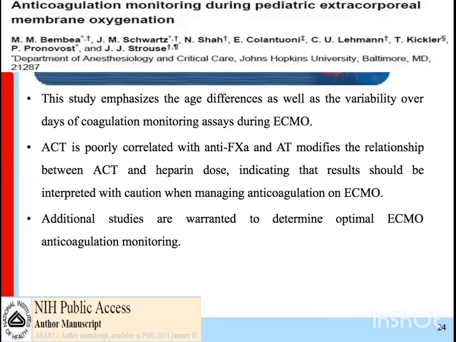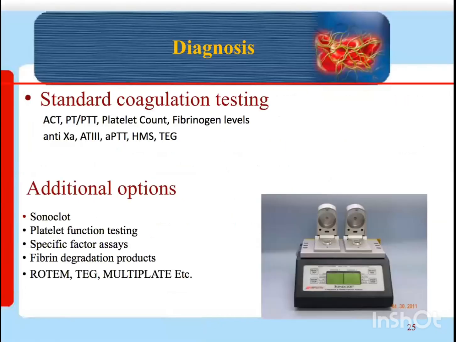But if you see the BEMBI studies where they have looked at the anticoagulation modalities for pediatric ECMO, the age differences as well as the variability over days of coagulation monitoring on ECMO are described, and they laid a lot of emphasis on getting routine anti-Xa levels as well as antithrombin levels with the ACT if heparin is being given. And many new such studies are coming up. I will be sending you recommended reading for these studies.